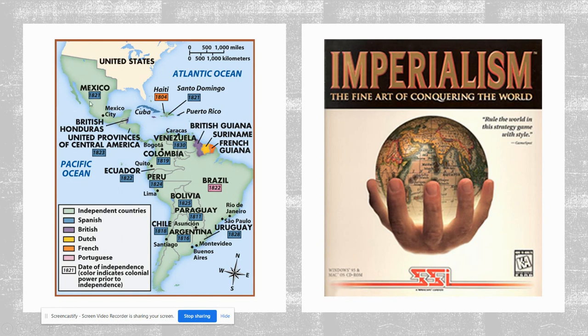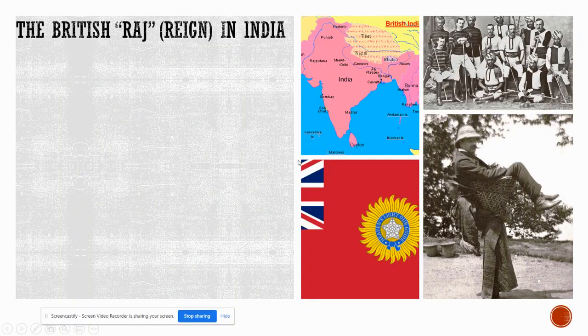So here's all the different times you had independence in Latin America. They're all kind of around the same time, the 1820s. So these were the areas that broke away. These are kind of the areas that, those places lost a lot of raw materials and money. And then imperialism, the fine art of conquering the world.